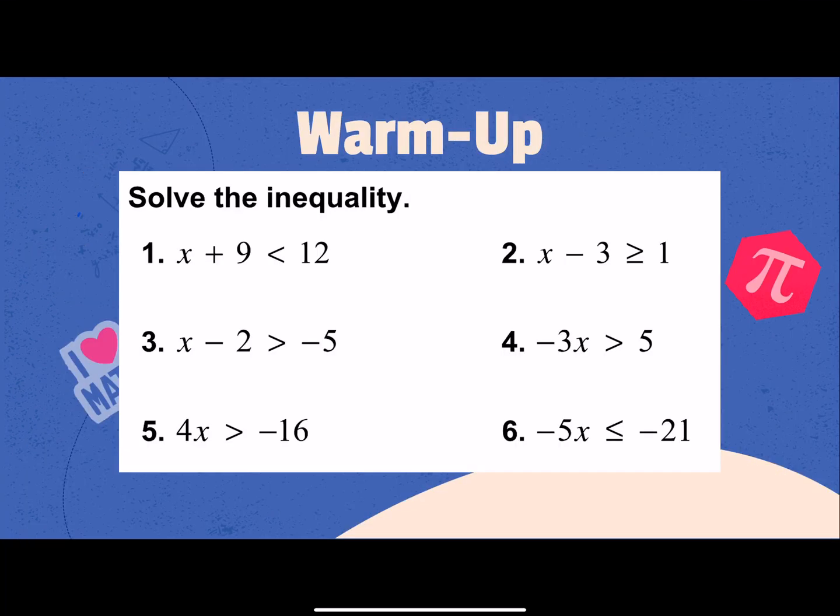Our warm-up involves solving 6 one-step inequalities. There is addition, subtraction, multiplication, division. Remember the rule from the last lesson, lesson 2-3, where if we multiply or divide by a negative, we reverse the direction of the inequality symbol. So keep that reminder. You can pause the video so that you can have time to finish, and then you can check your work.